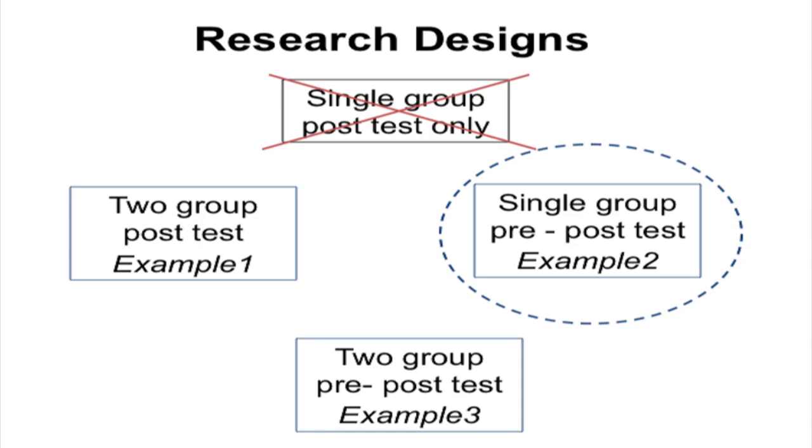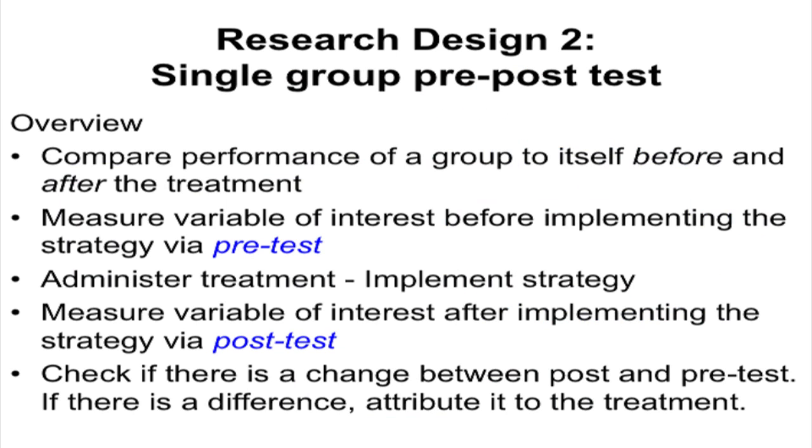Okay, so let's now quickly move on to another type of research design. There are times when you won't be able to do a 2-group post-test design, or there may be times where 1 group is in fact not a bad idea. But in those cases, what's very important is that you have a measurement before you implement the strategy, and that's what we mean by the pretest. So let's look at that design.